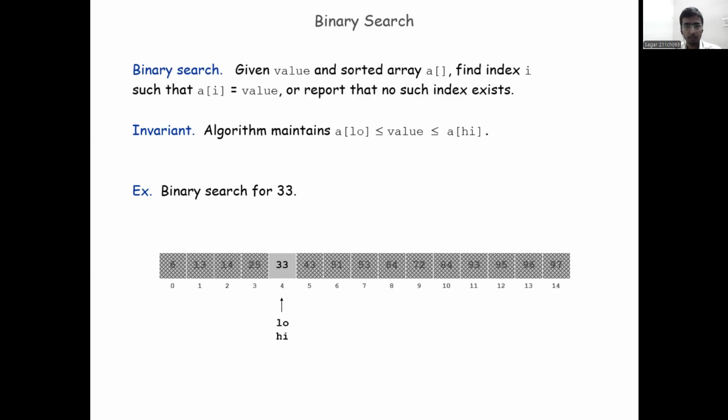So now the fourth iteration will start, and low and high are at the same position. You can notice that this is also the last iteration of the while loop. So mid is equal to (low plus high) by 2, that is 4 only. The middle value is 33, which is equal to our key value. So at this point of time, our middle index is going to be returned.